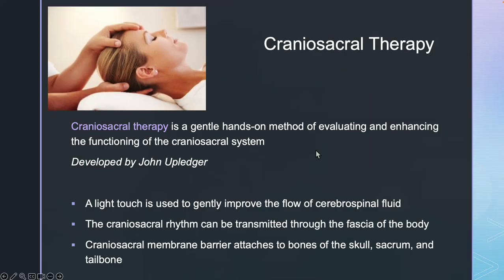In this technique, it is believed that cerebral spinal fluid has a part in healing, which I think it does. So the craniosacral rhythm, they call it, can be transmitted through the fascia of the body. If we can regulate this rhythm, it can kind of regulate, they say, the fascia a little bit better. This craniosacral membrane barrier attaches to the bones of your skull, sacrum, and your tailbone. So the idea is to work these areas to get cohesiveness with the craniosacral fluid.